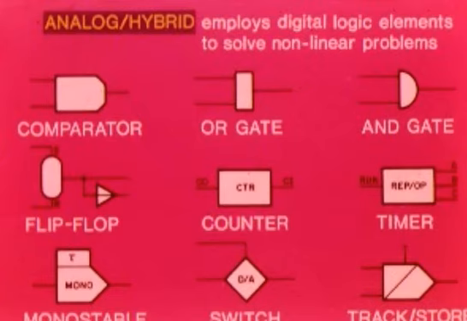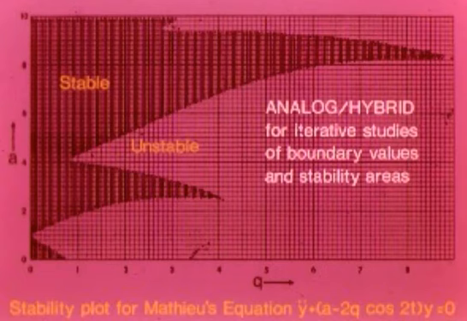The term analog hybrid is used to denote an analog computer which employs digital logic components to solve more complex equations. In addition to the analog components already mentioned, the analog hybrid computer is provided with comparators, gates, flip-flops, counters, timers, switches, and storage devices. These logic components make possible the solution of engineering equations in an automatic or iterative manner. Analog hybrid offers considerable computing advantage.